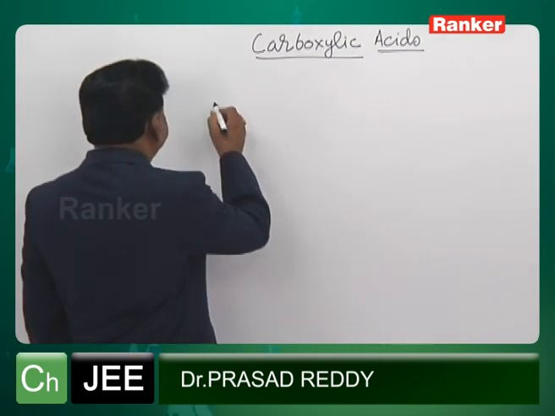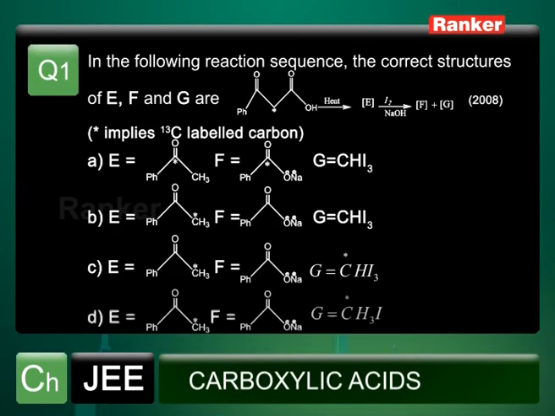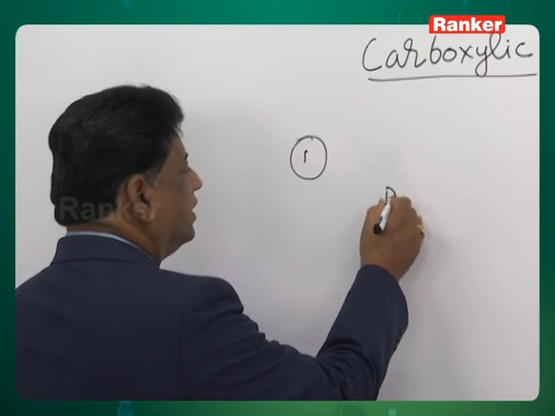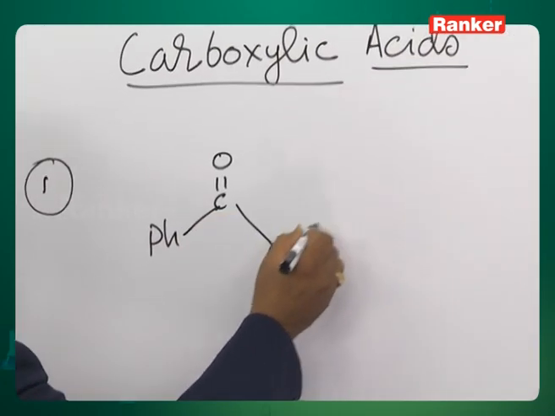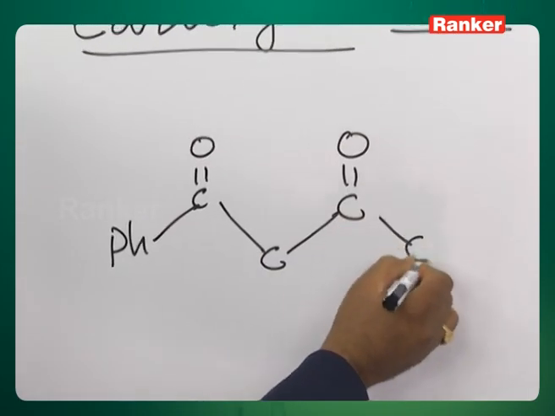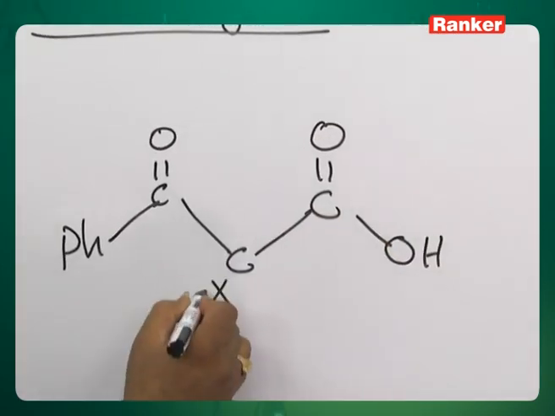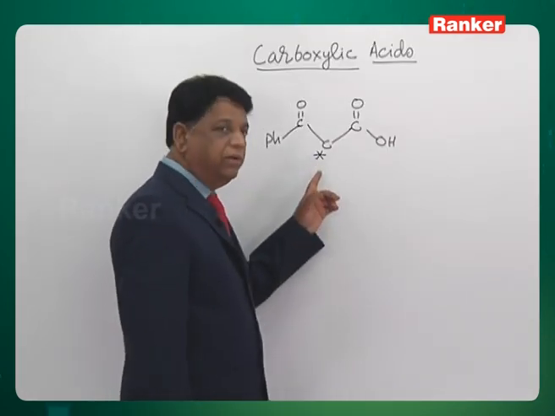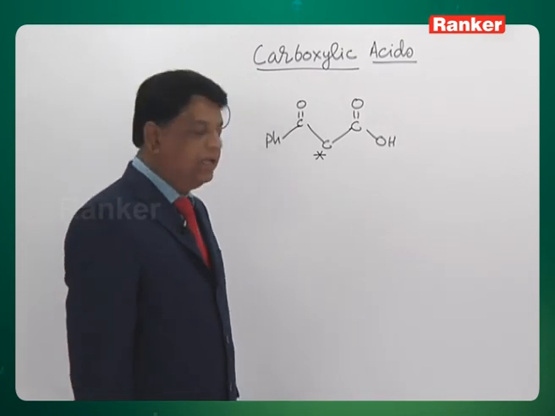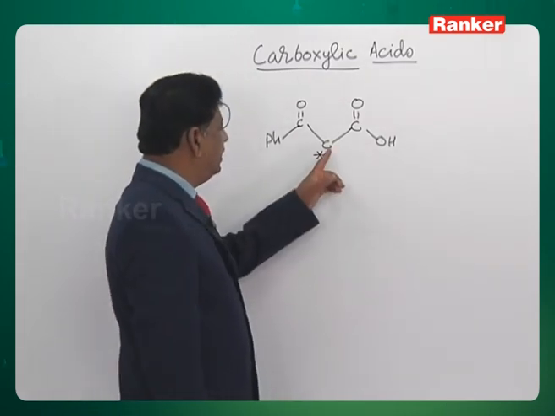Let us have some questions from the previous IIT JEE questions. The question number 1. In the following reaction sequence, the correct structure of E, F and G are. The compound is given like this: a phenyl with a carbonyl group, and this carbon is given as asterisk, a labeled carbon, either it may be a C14 or a C13 and so on, labeled carbon this is.